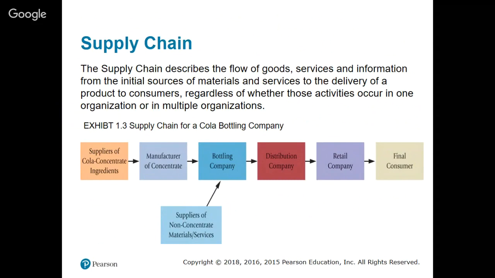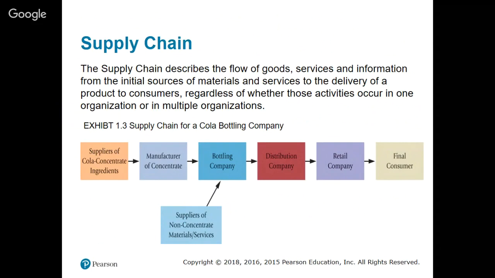And of course, there's going to be suppliers going to the bottling company that's non-concentrate, would be aluminum cans or bottles or product. And then once it goes through, the concentrate goes into the packaging, and it all gets packaged together. It goes from the bottling company to the distribution company. And so that would be the people who take it from the bottling company, get it on the trucks, and take it to Walmart or Bi-Lo or wherever it goes, where they're selling the product, the retail company.